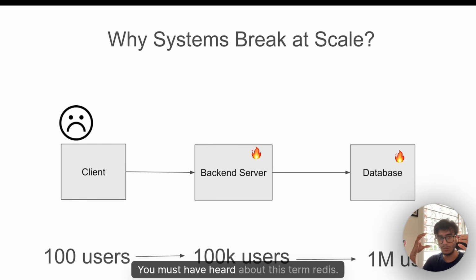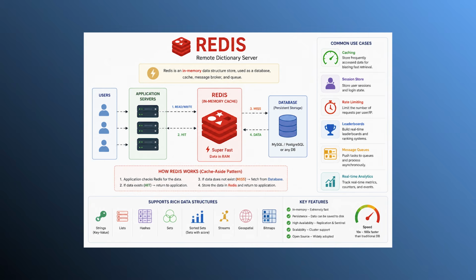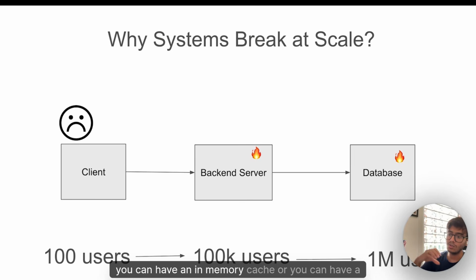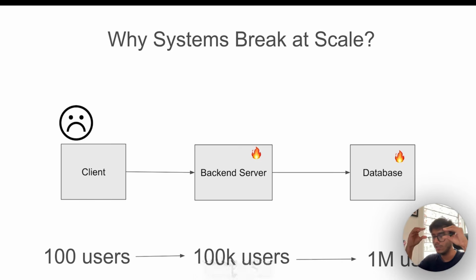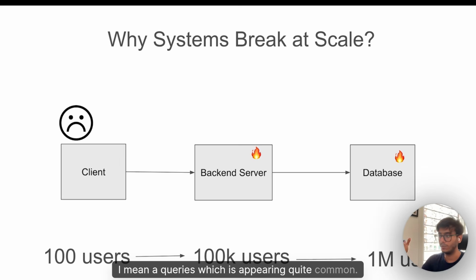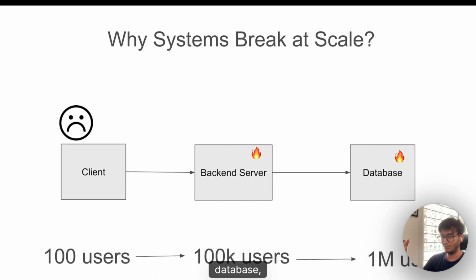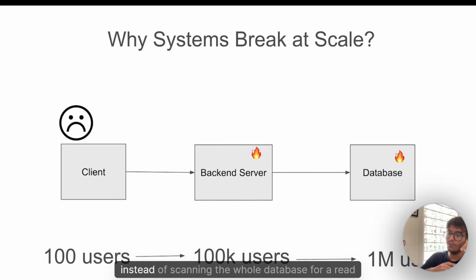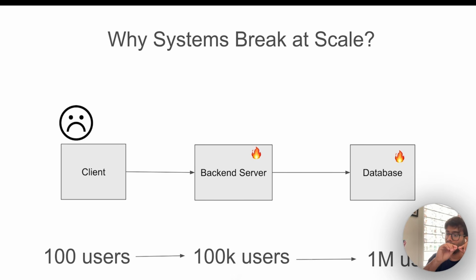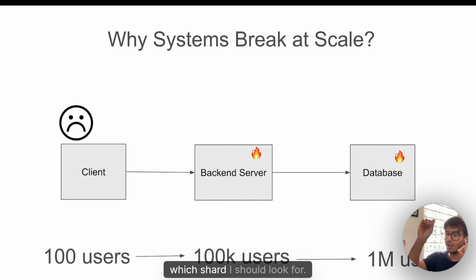You must have heard about this term Redis. Redis is like a distributed memory cache, like Memcache, right? You can have an in-memory cache, or a distributed cache where you can store all those hot queries, queries which appear quite commonly. When you have too much data in your database, you will think of sharding. Let's divide our database into multiple shards, and instead of scanning the whole database for a read query, I'll decide which shard to look at for this particular query.